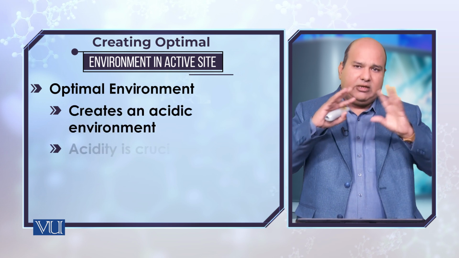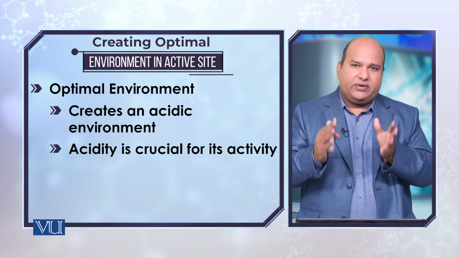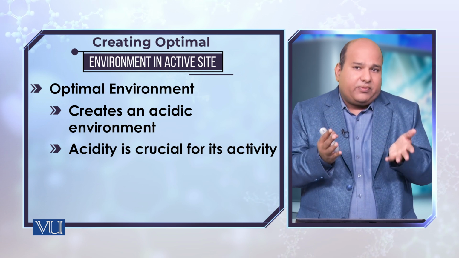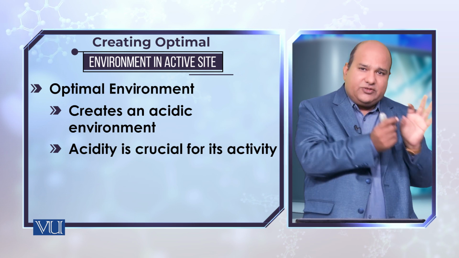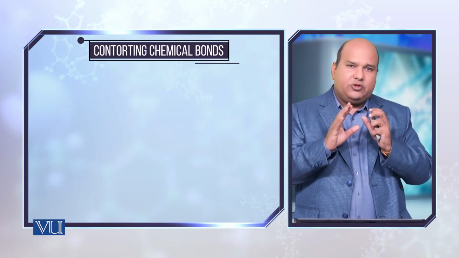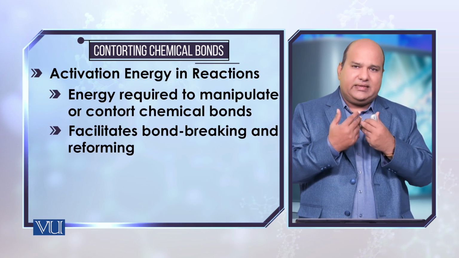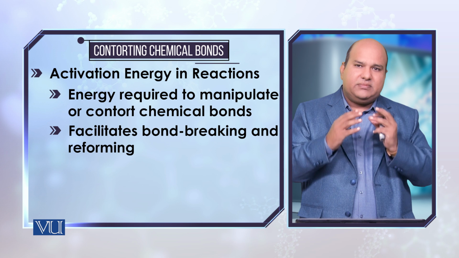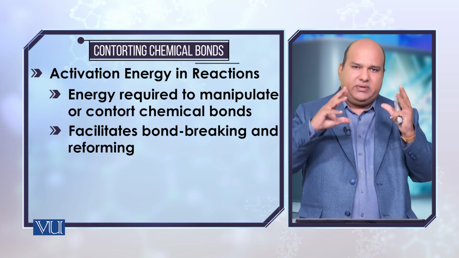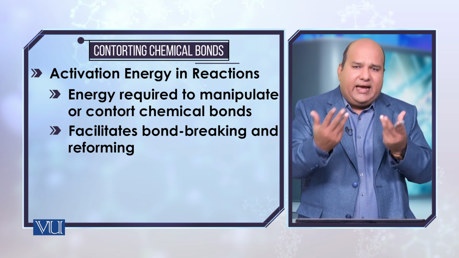So in this way, the optimal environment gives rise to the proper or better functioning of the enzyme. And again, this proper functioning is because of the very structure, the very composition of the enzyme. Then the chemical bonds have to be formed. When we say contorting the chemical bonds, it means the substrate should be aligned in a way that the chemical bond can be broken or formed, as the case may be.